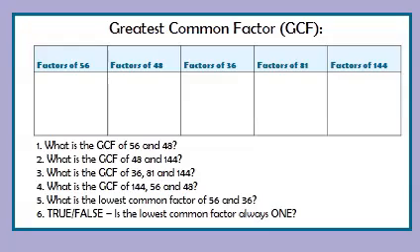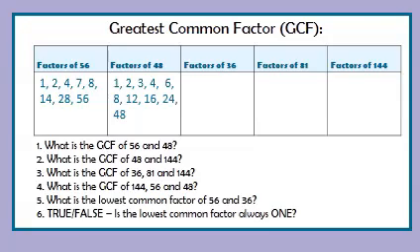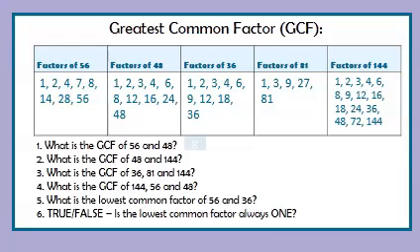Now we have this exercise. We need to list the factors of 56, 48, 36, 81, and 144. Now, first of all, the factors of 56 are 1, 2, 4, 7, 8, 14, 28, and 56. The factors of 48, you do the same steps I explained already for you. So the factors of 48, as you can see, are 1, 2, 3, 4, 6, 8, 12, 16, 24, 48. They are all arranged from the least to the greatest.